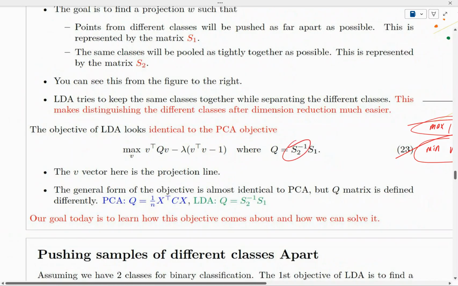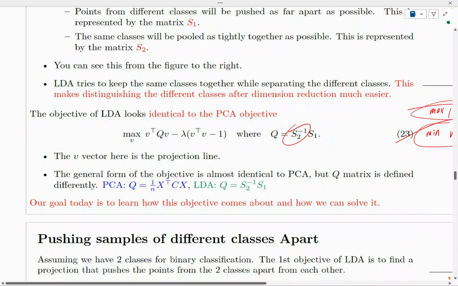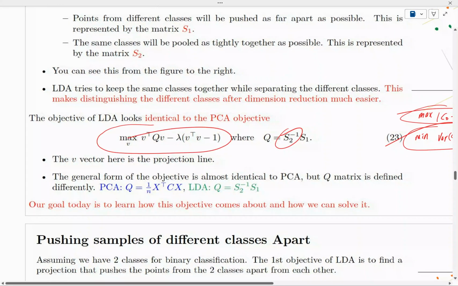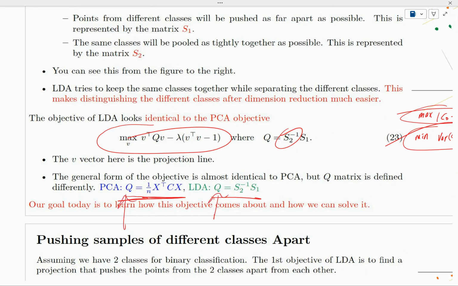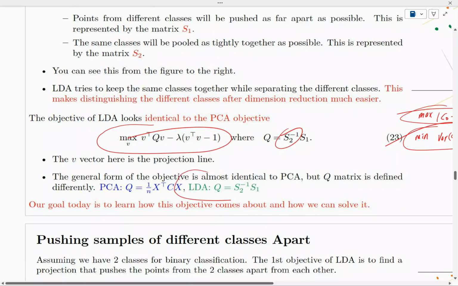So that's it. The objective is the same. In PCA your Q is equal to this. In LDA your Q is equal to something else. So PCA and LDA have basically the same objective, just different Qs. So our goal today is to figure out where this equation came from.